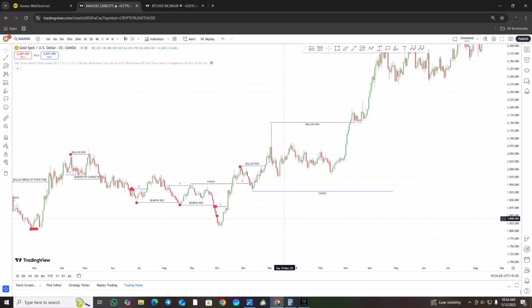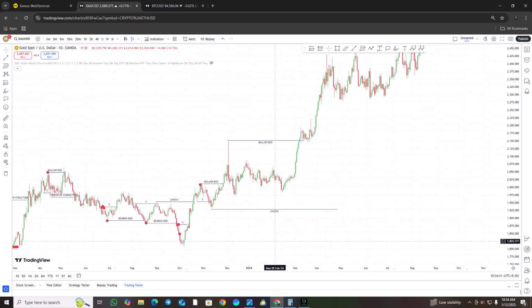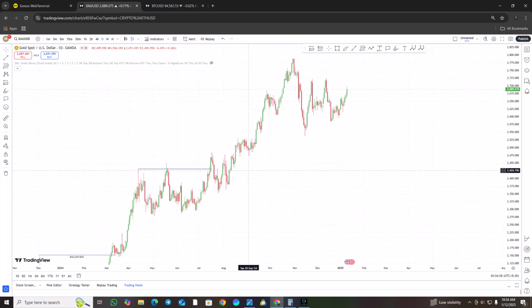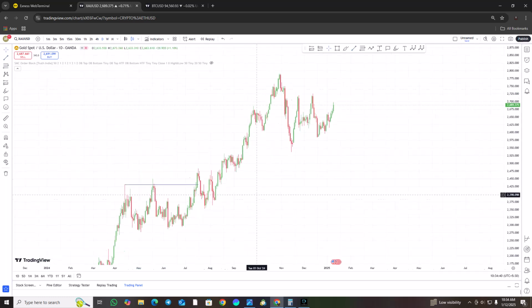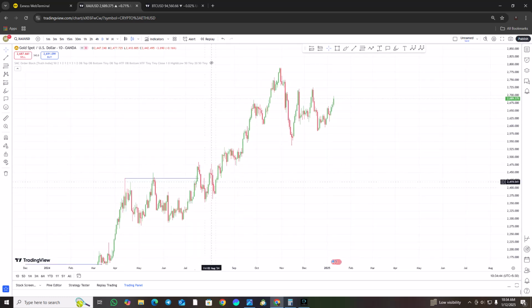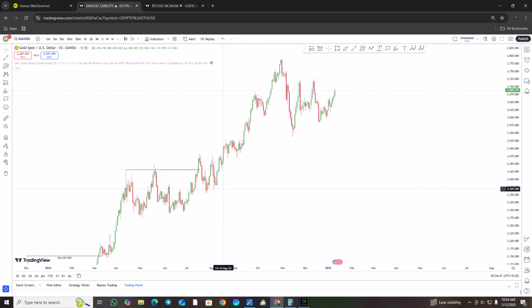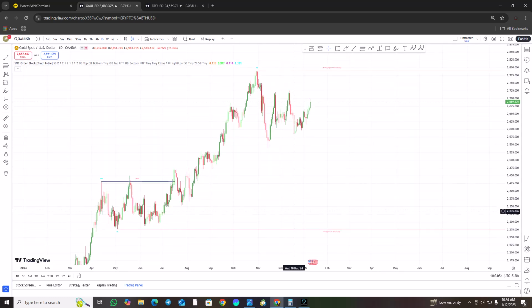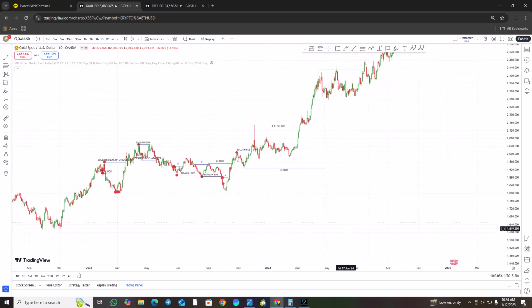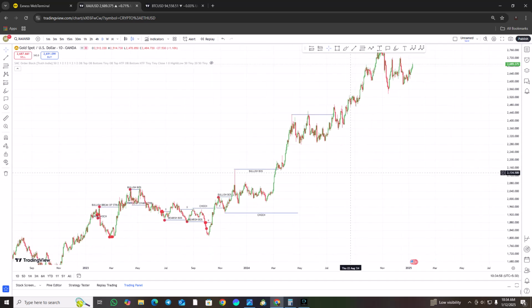I hope you guys understood how break of structure works. I think this was the last break of structure of the market, as I already told. I think you guys understood how the momentum in the market works, right?